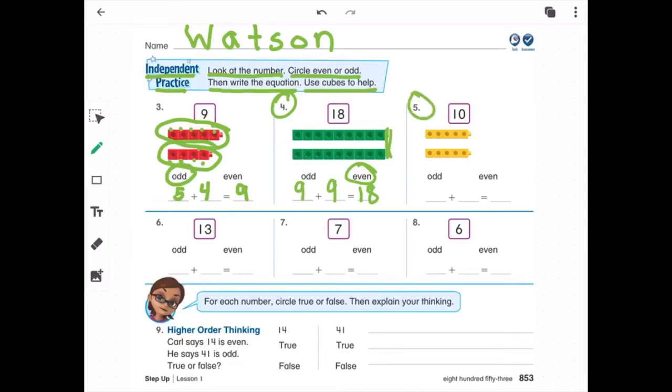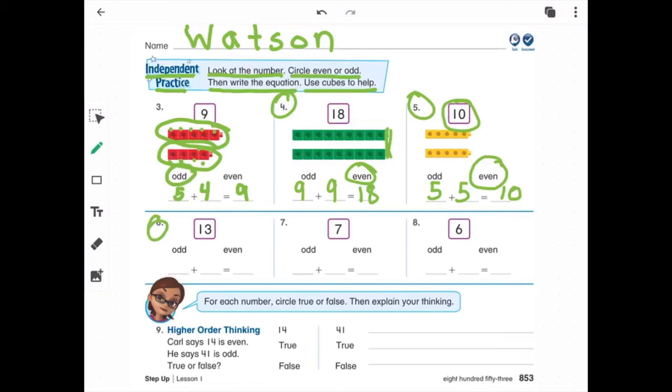Number 5. 10. Okay, this one is super easy. I know you can do this one without my help at all. Is 10 odd or even? Is it in 2 equal groups? Yes, it is. So that makes it even, right? Now, what plus what equals 10? 5 plus 5 equals 10. Okay, we're doing a good job. Let's keep going on to number 6.